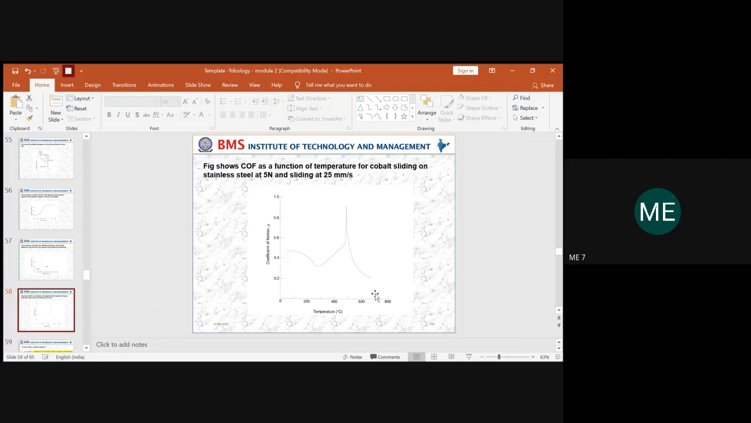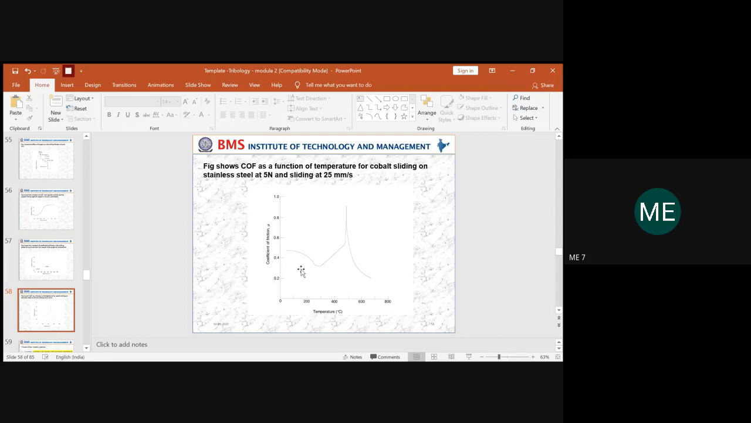Likewise, here we can see the COF value for cobalt sliding on stainless steel. Here the load they have applied is around 500 Newton across the contact point, and it is sliding at a speed of 25 meter per second.